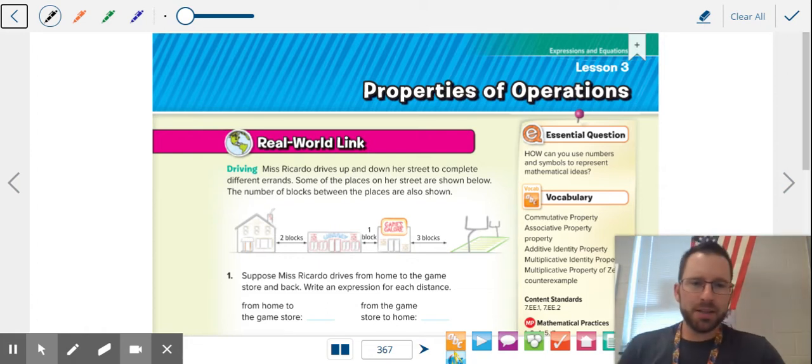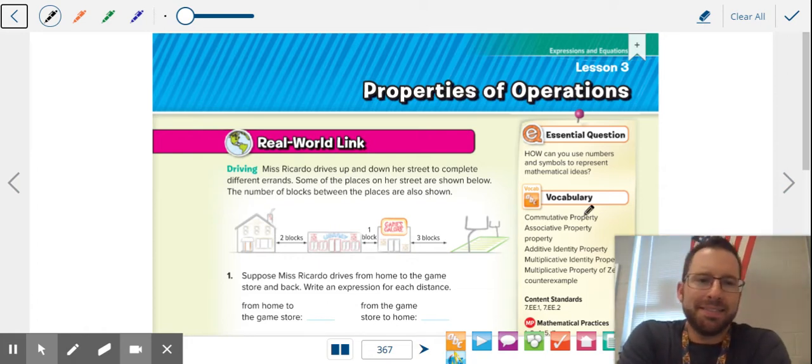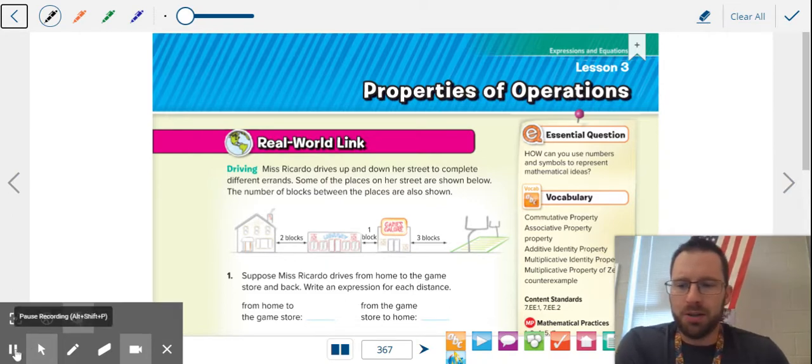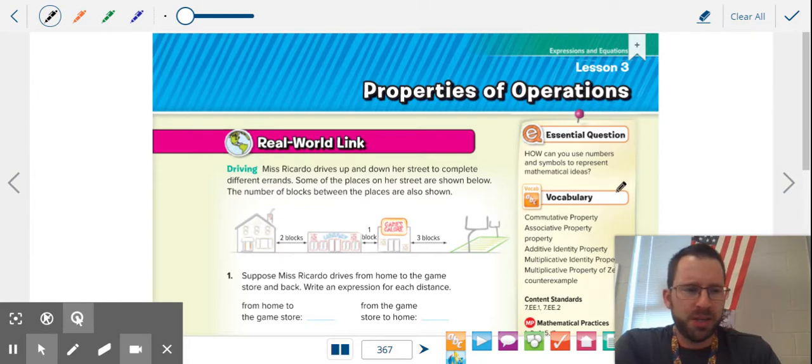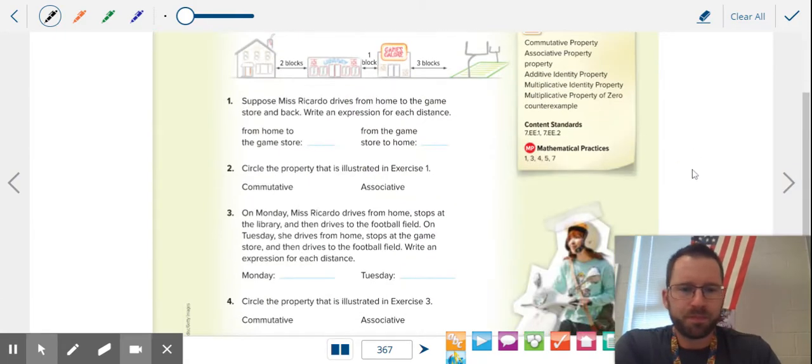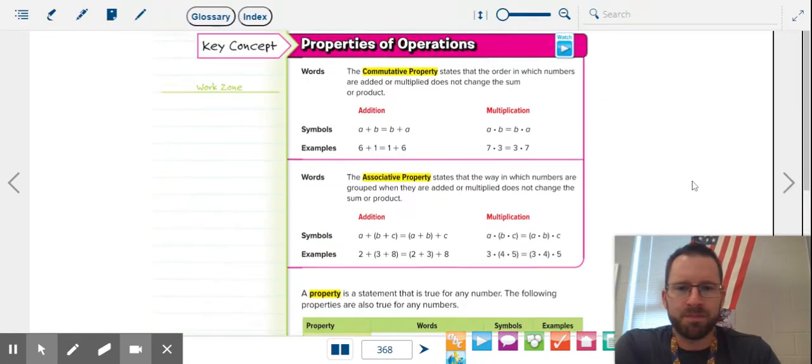Hello again, everybody. We are on to our second lesson. I know it says it's lesson 3. It is lesson 3 of the chapter, but it is the second lesson of the unit. So I labeled it lesson 3 just so it's not confusing in the book. But it is on the properties of operations. So we are going to be talking about the properties. So let's go ahead over to see what the properties are.